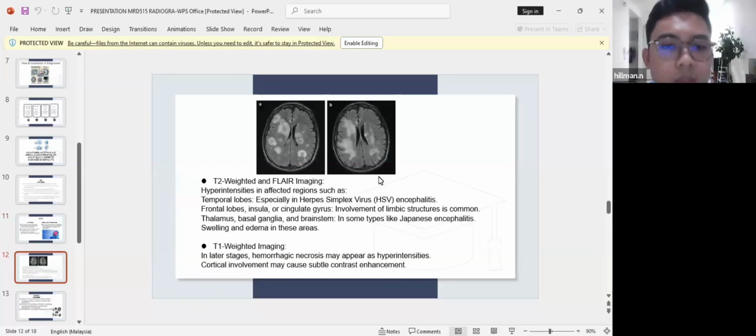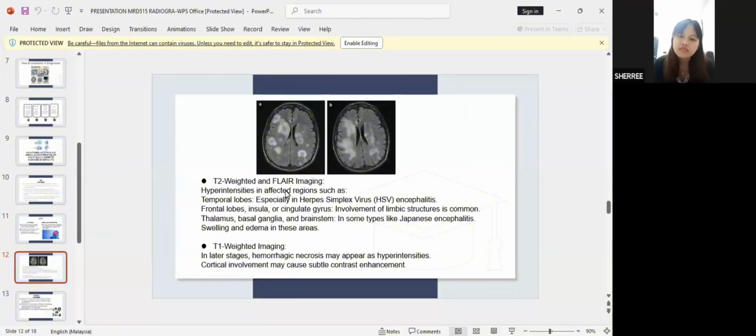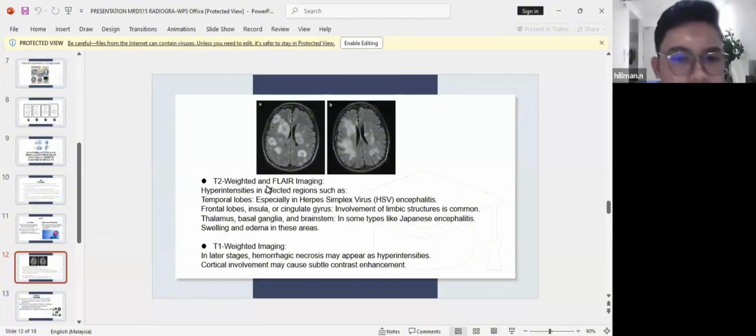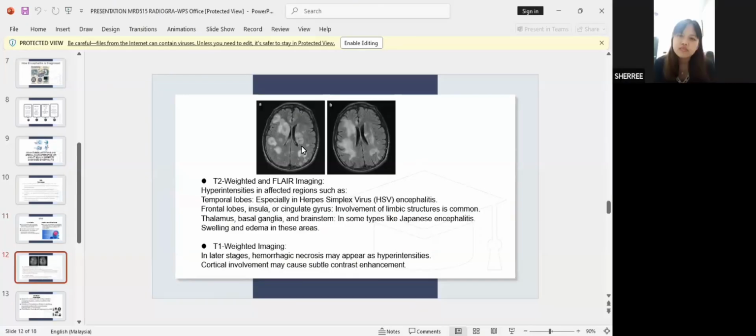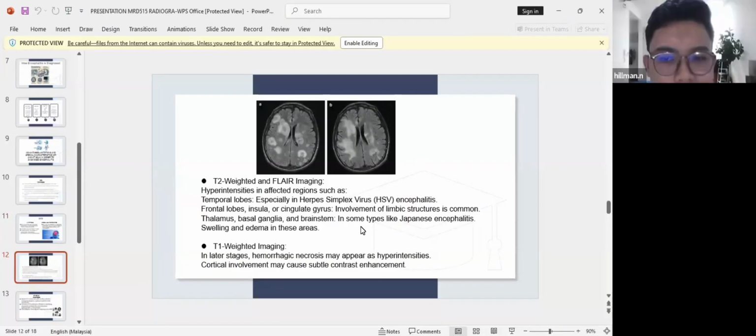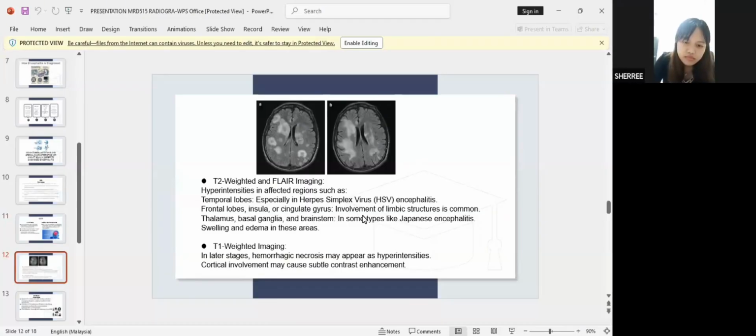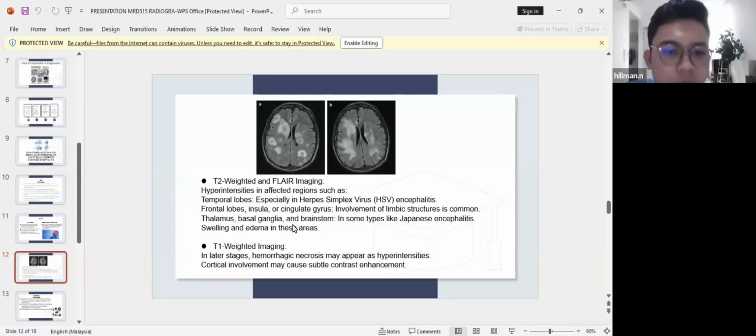Okay, this is the radiographic appearance for encephalitis. T2 weighted and FLAIR imaging show hyperintensities in affected regions such as temporal lobes, especially in herpes simplex virus, HSV encephalitis. So, frontal lobes, insula, or cingulate gyrus. Involvement of limbic structures is common. Thalamus, basal ganglia, and brainstem in some types, like Japanese encephalitis.